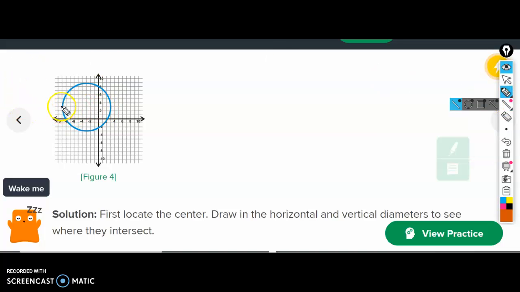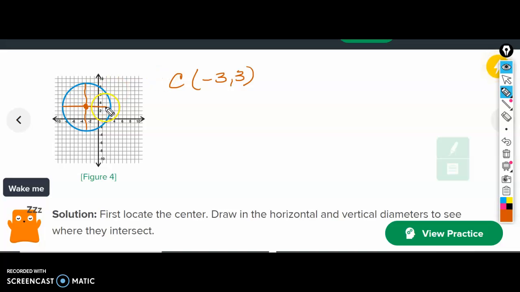So horizontal would be this way. Vertical would be up and down. And where they intersect would be my center. And that appears to be at negative 3, 3. So my center would be at negative 3, 3.